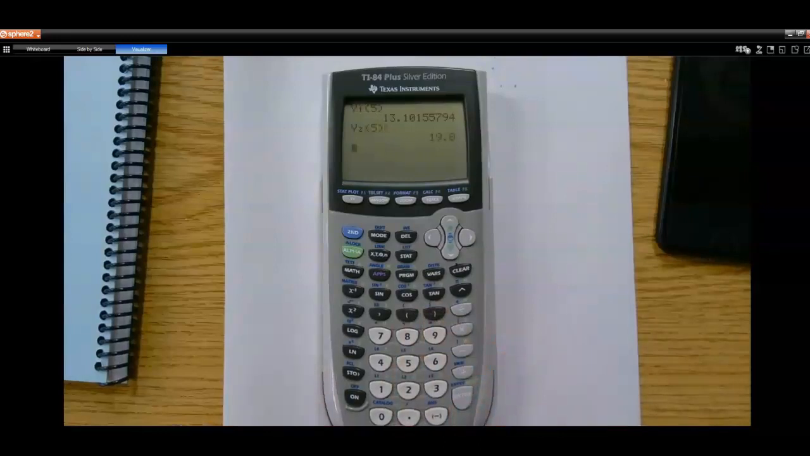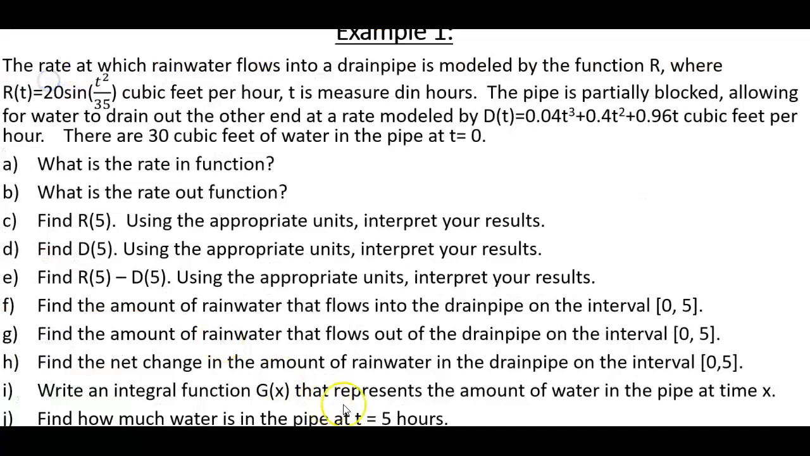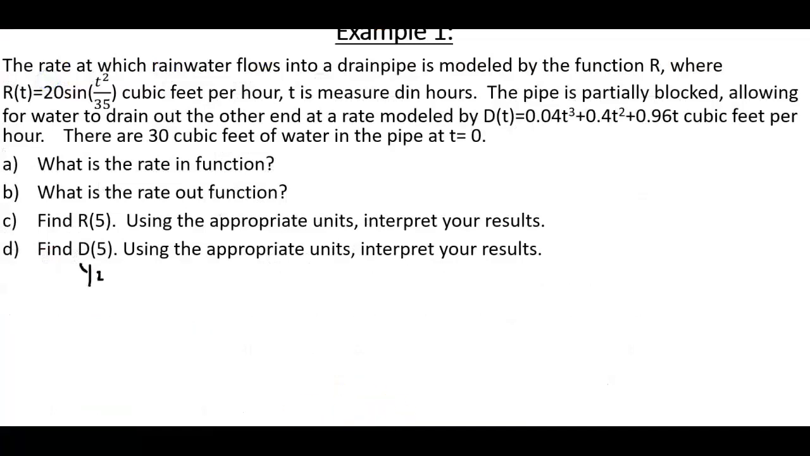I get 19.8. So D of 5 is what we would get by plugging 5 into this. You don't really need to show the work like I did on the last one. You can just put D of 5 and just put what the calculator gives you, though.